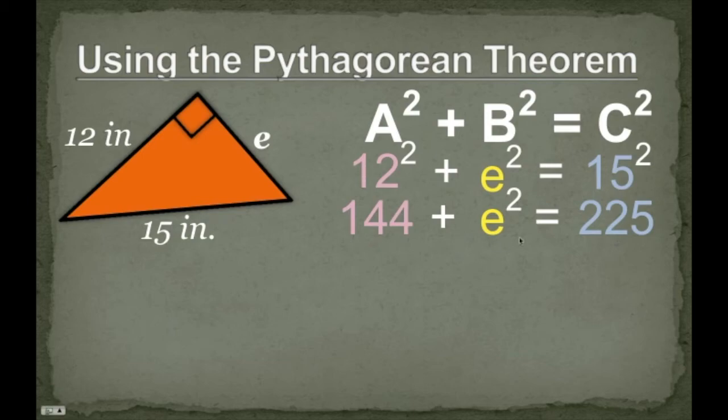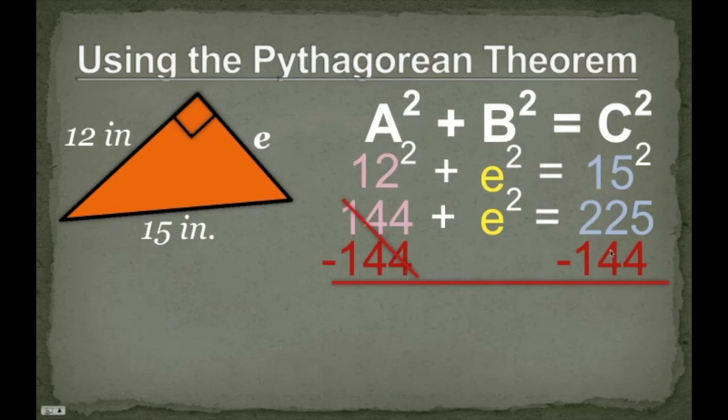But remember, I need to get E by itself, so I have to cancel out the 144. And how do I do that? I subtract 144 from the left side and 144 from the right side. So these 144s are going to cancel. And now I've got 225 minus 144, which gives me 81. Then I'll bring down my E squared because that's by itself now, and I'll bring down my equal sign. So now I've got E squared equals 81.